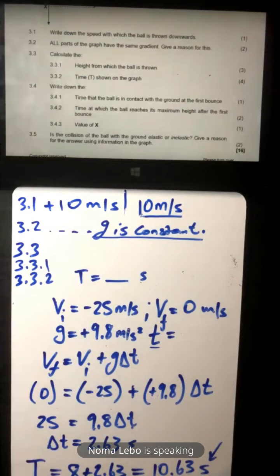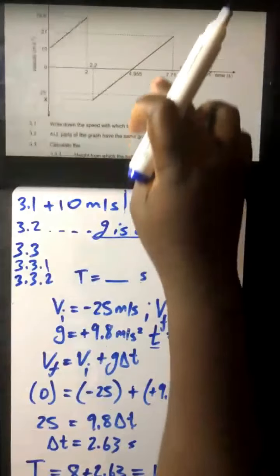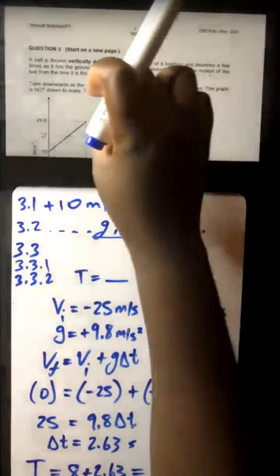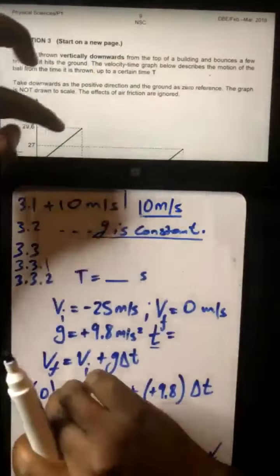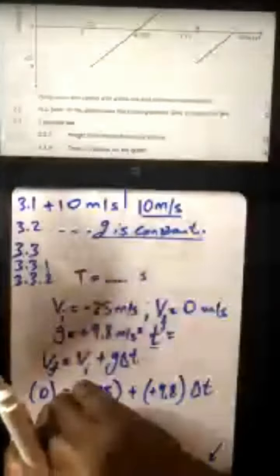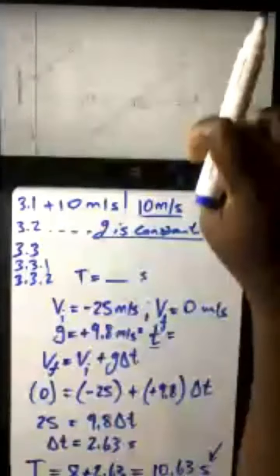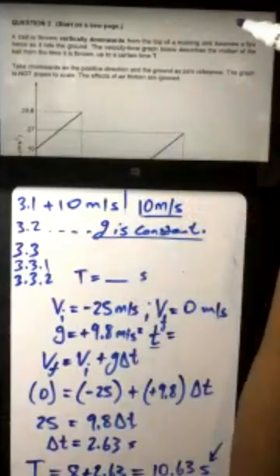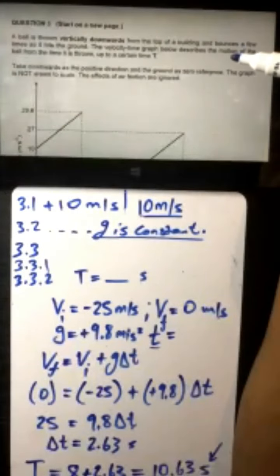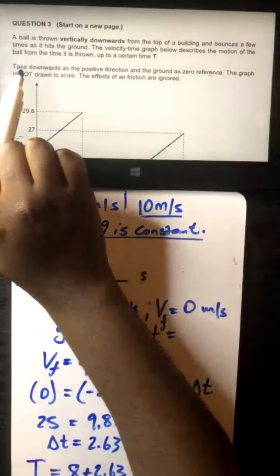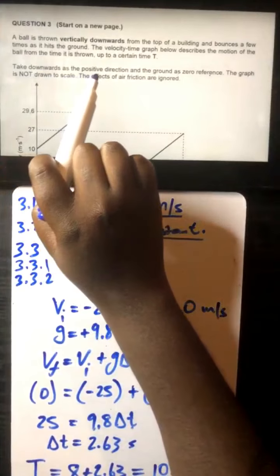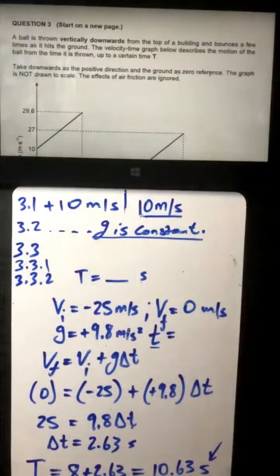Yes, but remember, g can never change its direction. If for those previous calculations our g was positive, then throughout all the questions your g has to be positive. And again, remember, where is that statement, ladies and gentlemen? Can you see? Take downwards as positive direction. So that means for all the downwards direction, our velocity and gravity will be positive.